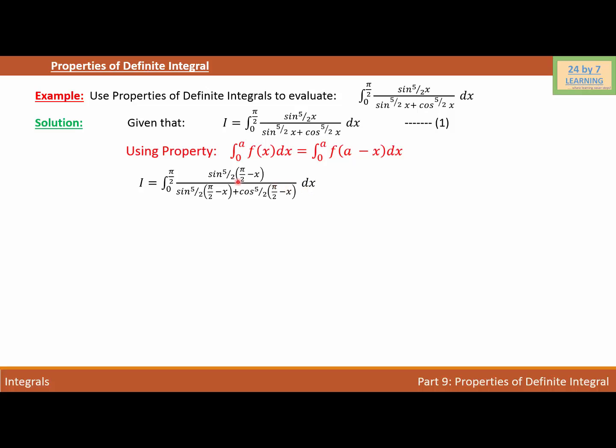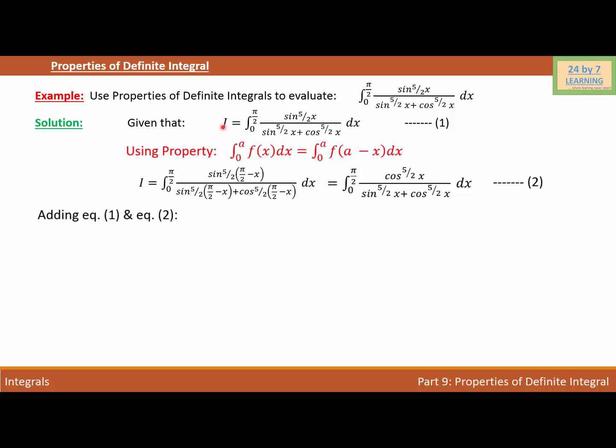If you remember, sine of (pi over 2 minus x) is cosine x, and cosine of (pi over 2 minus x) is sine x. So using that property, we can write this is equal to integration from 0 to pi over 2 cosine to the power 5 over 2 x over sine to the power 5 over 2 x plus cosine to the power 5 over 2 x dx. And let's suppose this is equation 2. Now let's add equation 1 and 2. So adding equation 1 and 2.